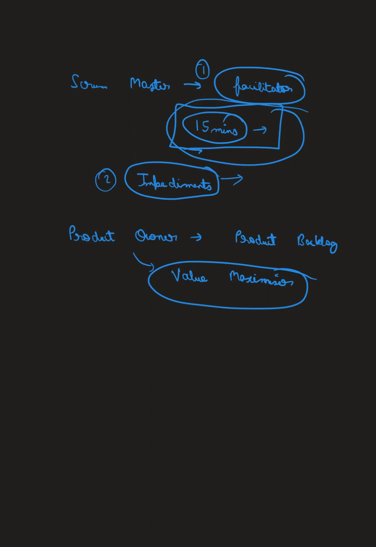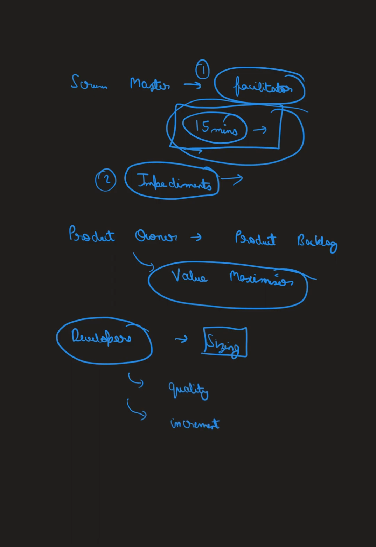Then what is the role of developers? I told you that ordering of product items is done by the product owner, but sizing is done by developers. Sizing means how much time each item will take. Another very important point for developers is they create any aspect of a usable increment each sprint. The quality of each product and creation of the increment in each sprint is taken up by developers.